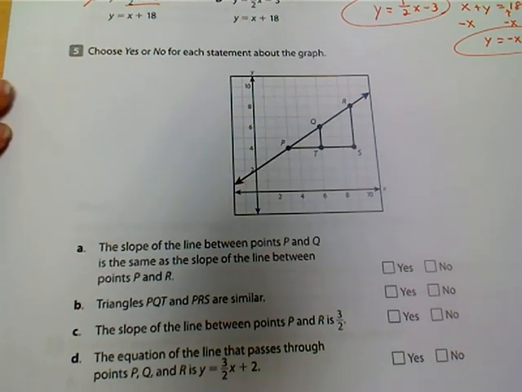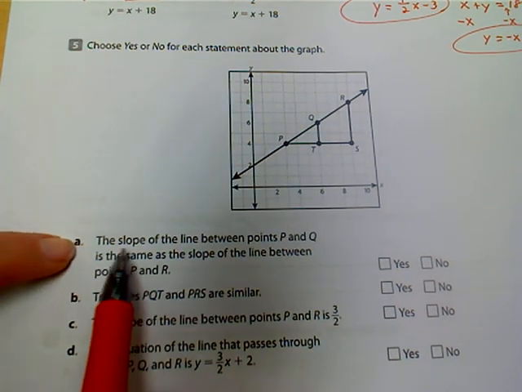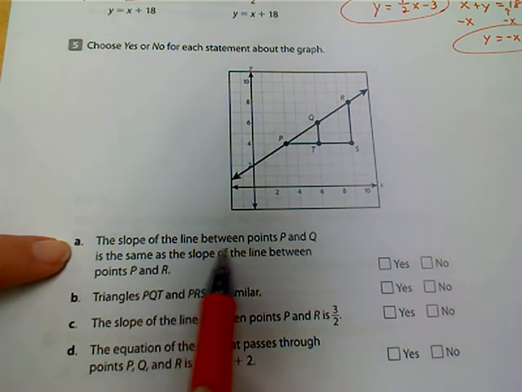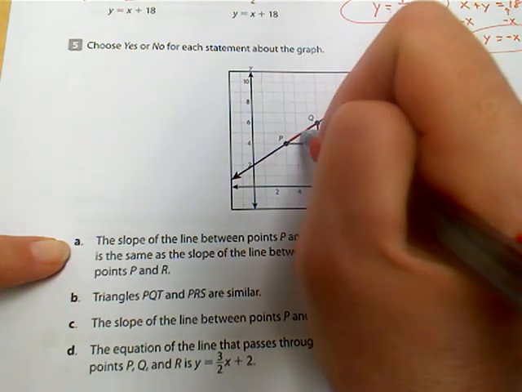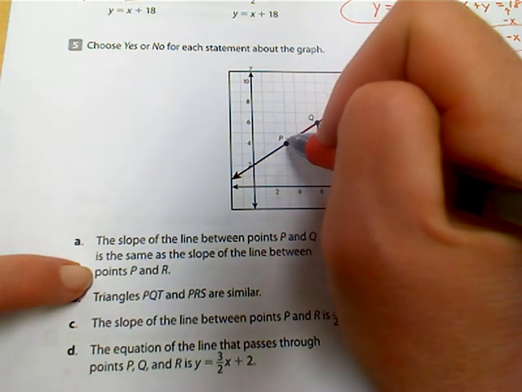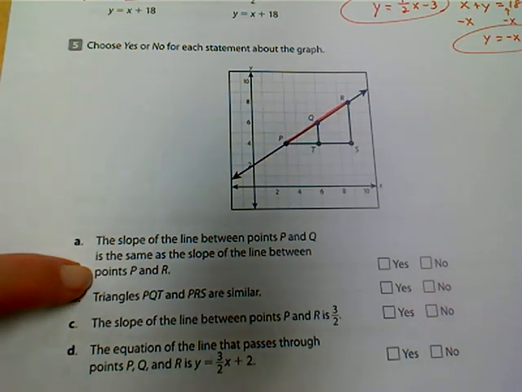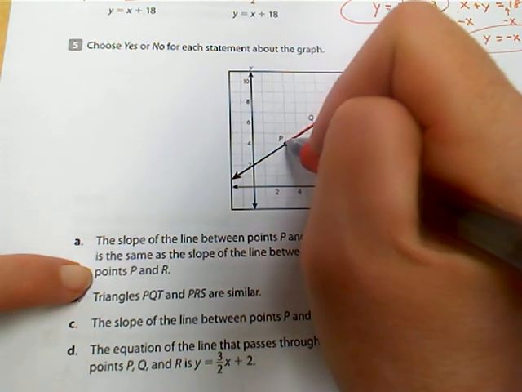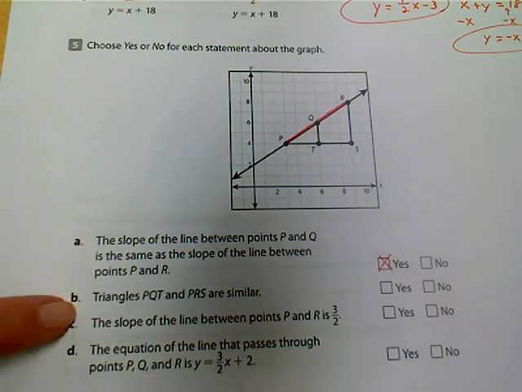Number 5, we're dealing with similar triangles. Choose yes or no for each of the statements. The slope of the line between points P and Q is the same as the slope between P and R. Well, yes, it's the same line. You've got a line segment embedded in another line segment, and they're following the same slope. So yes, they are the same slope.